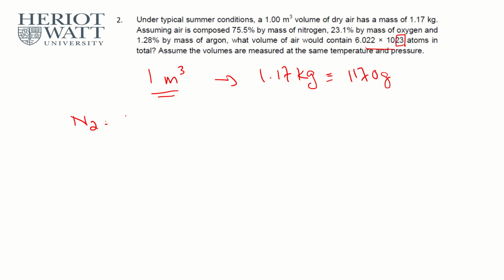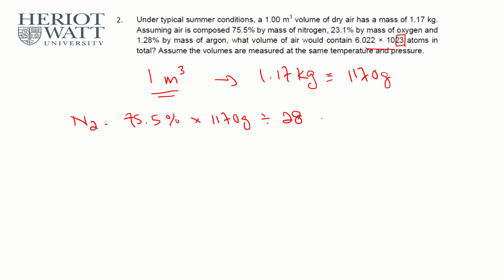Okay, so we're going to use 75.5% multiplied with 1170 grams, because this is the total mass of gas in 1 meter cubic. You multiply the mass, you will get the mass of nitrogen itself, and then divide it by 28, which is the molar mass of nitrogen, you will get the mole. That's the mole of nitrogen molecule.